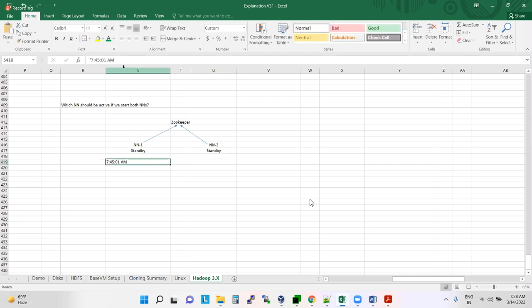Understand, sir? Okay. Name node 2 has sent a heartbeat, okay. Now tell me who came first today? Name node 1. Based on this time, based on this heartbeat. Otherwise, okay, I'll put it here.